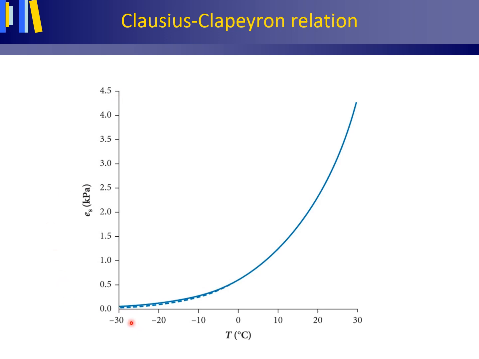So here we have the saturation vapor pressure, here we have temperature. And you can see warm air can contain more water vapor, so at a higher saturation vapor pressure, than cold air. What you can also see is this curve is for water and the broken line here is for ice. So ice has a slightly lower saturation vapor pressure than water.